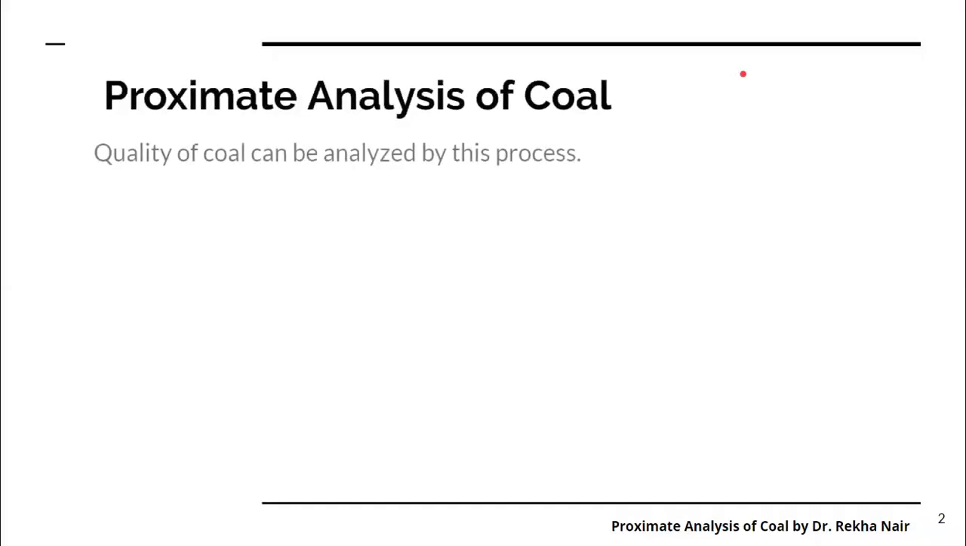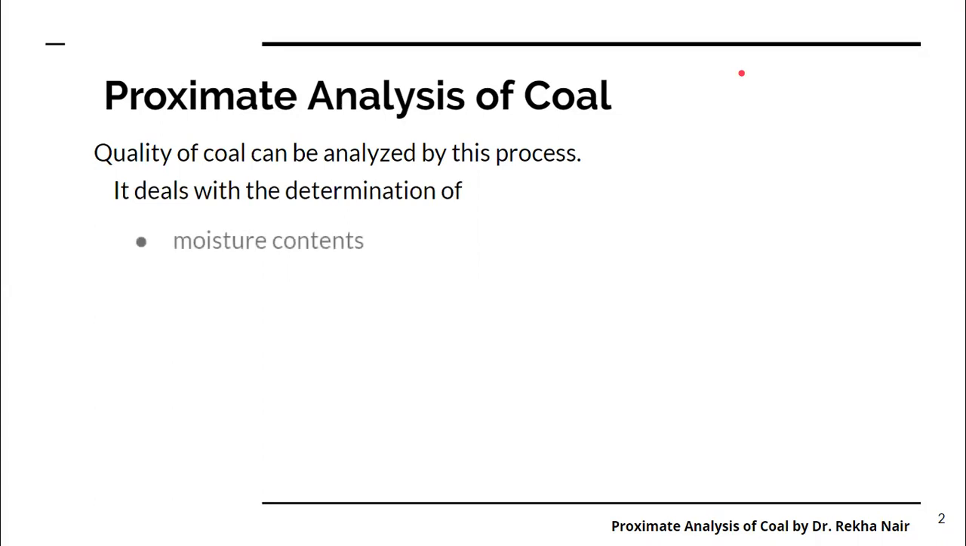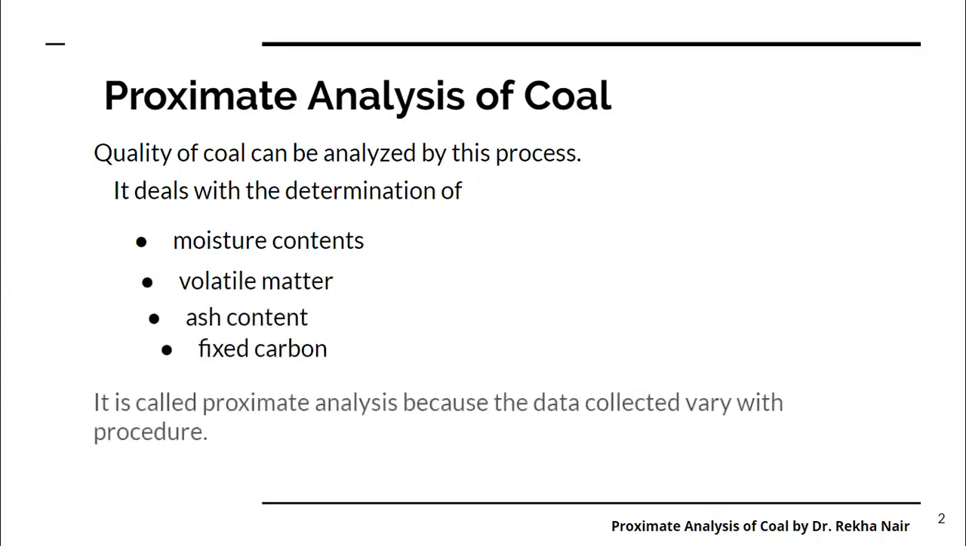What is proximate analysis? Proximate analysis is used to find out the quality of coal. For the analysis, we use the determination of moisture content, volatile matter, ash content, and fixed carbon. It is called proximate analysis because the data collected vary with the procedure that we use.